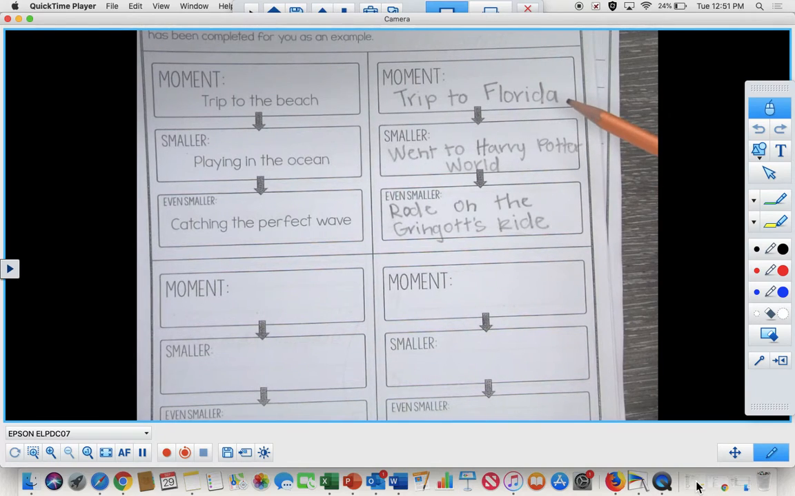If I'm moving too fast, your job is to pause the video to make sure that you are following along. You are copying down this moment because this is going to be an example of my expectations for you. My big moment was a trip to Florida. We agreed that is too much to write about, so I made it a little bit smaller and said that I went to Harry Potter World. Again, that is still a lot to talk about, so I'm choosing to make it even smaller and talk about the time that I rode on the Gringotts ride.